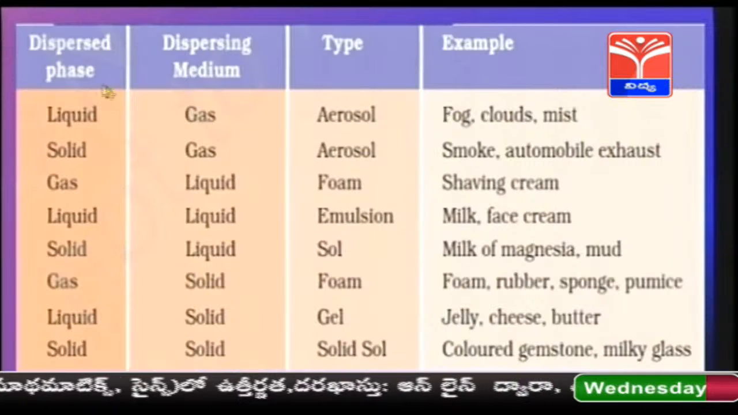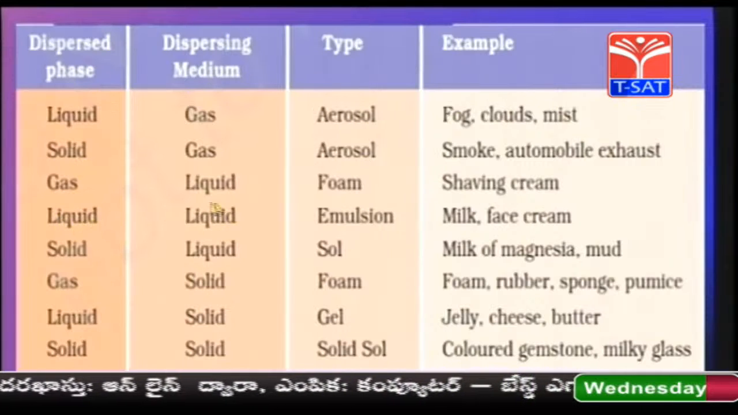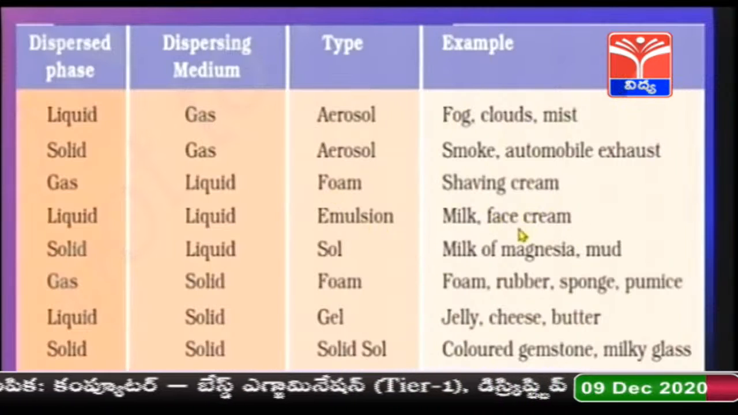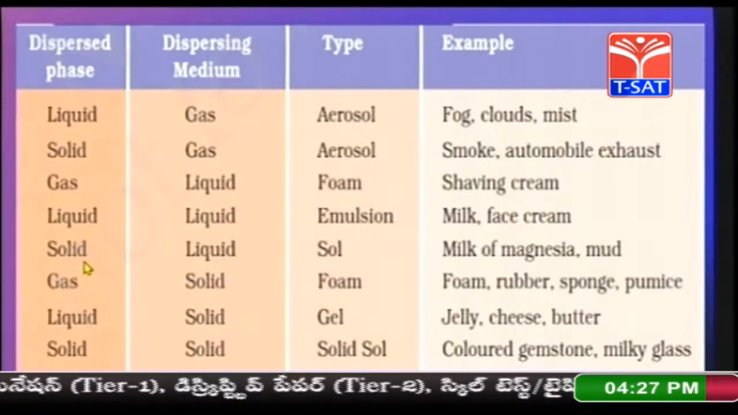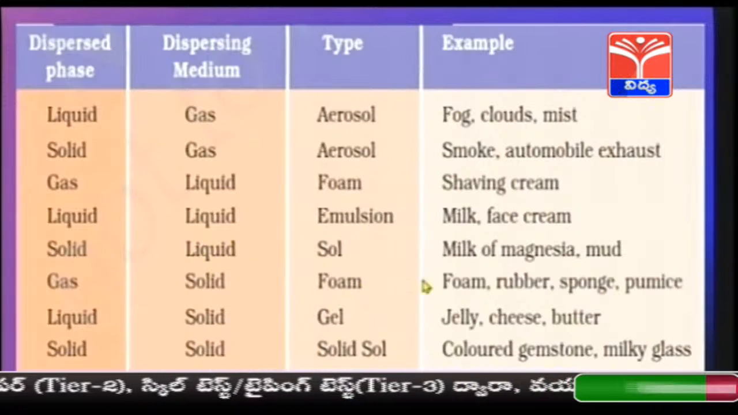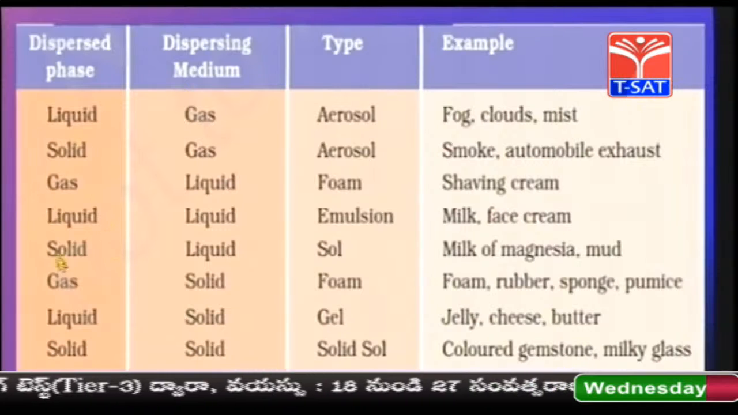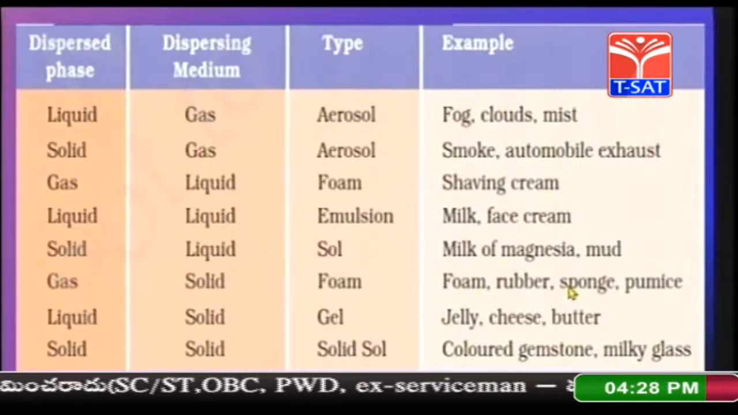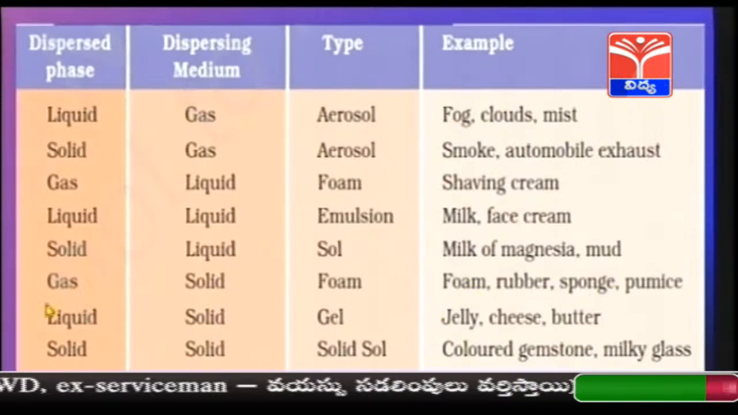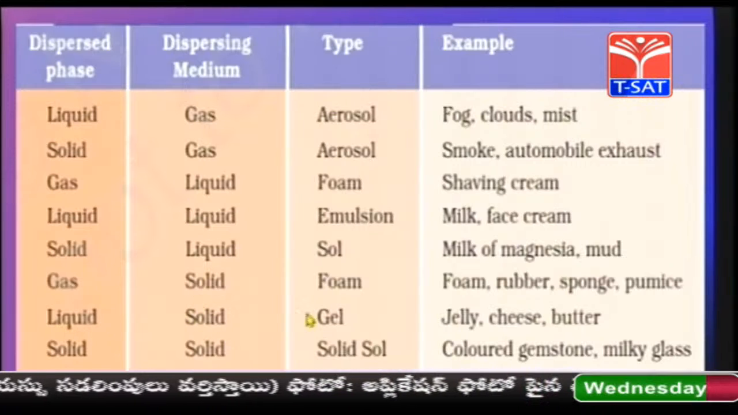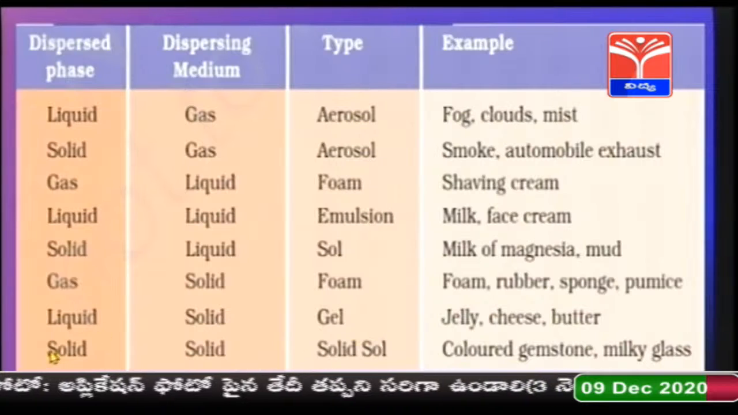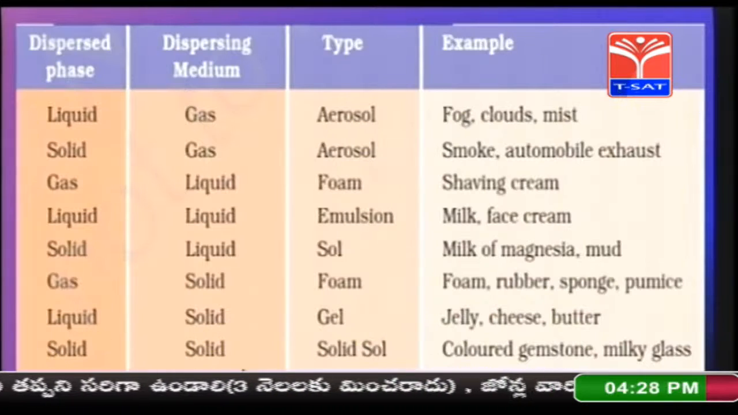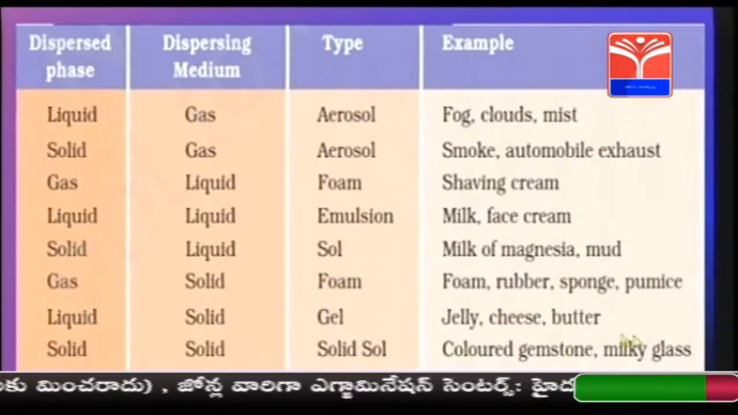Example: shaving cream. Dispersed phase is liquid and the dispersing medium is also liquid, then it forms emulsion. Example: face cream or cold cream. Dispersed phase if it is solid and the dispersing medium is liquid, then it forms a sol. Example: milk of magnesia. If the dispersed phase is gas and the dispersing medium is solid, then it forms foam. Example: foam, rubber, sponge, pumice, etc. If the dispersed phase is liquid and the dispersing medium is solid, then it forms a gel. Example: jelly. If the dispersed phase is solid and the dispersing medium is also solid, then we get a solid sol. Example: the glasses.